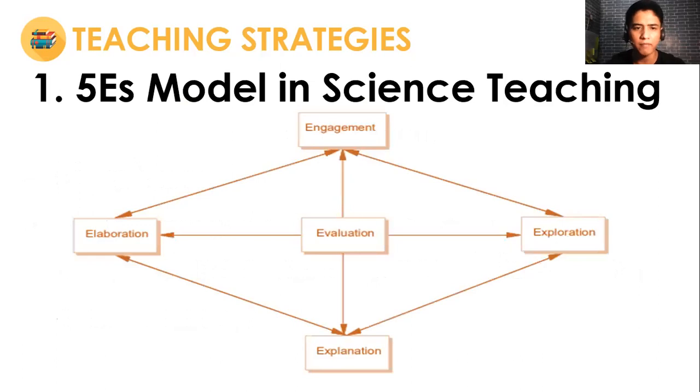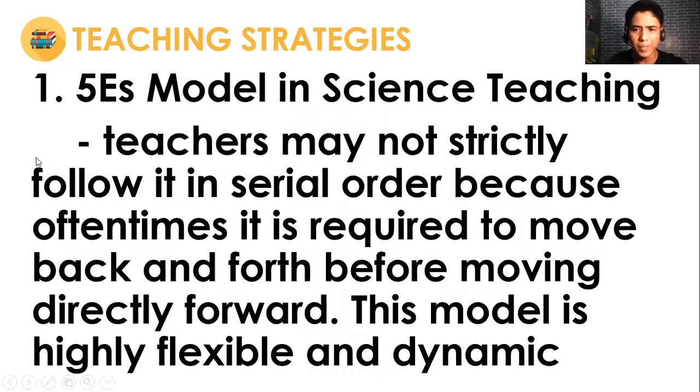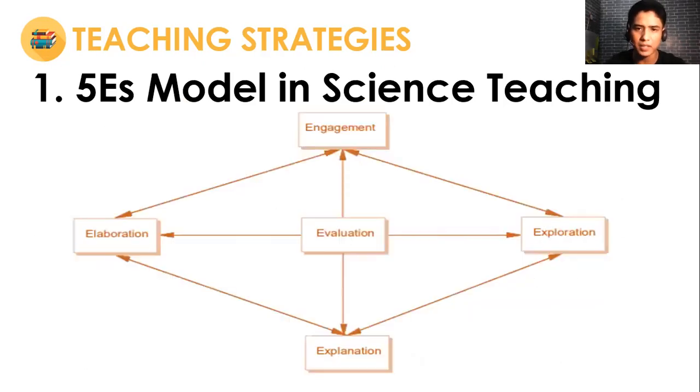Okay, so that's the 5 E's model in science teaching. Now, teachers may not strictly follow it in serial order because oftentimes it is required to move back and forth before moving directly forward. This model is highly flexible and dynamic. That's why it is called a strategy, because again, like a strategy, it is flexible, it is changing. This model can change.